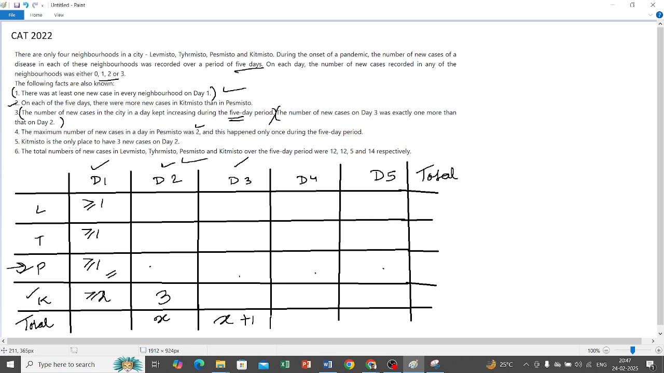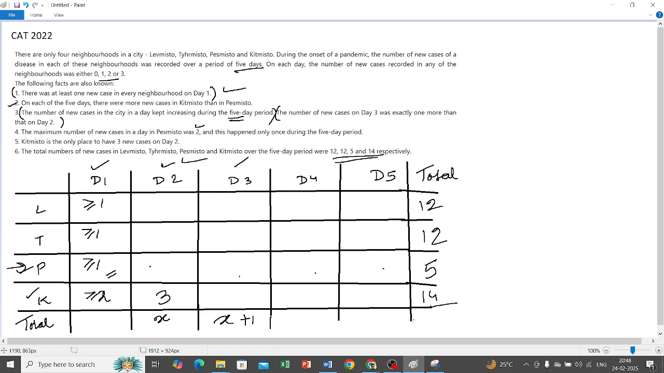Okay, fine. The total number of new cases in L, T, P and K over the 5-day period was 12, 12, 5, 14. Fine. So that means where do I put these values? I will put these values over here, here, here and here. Alright.